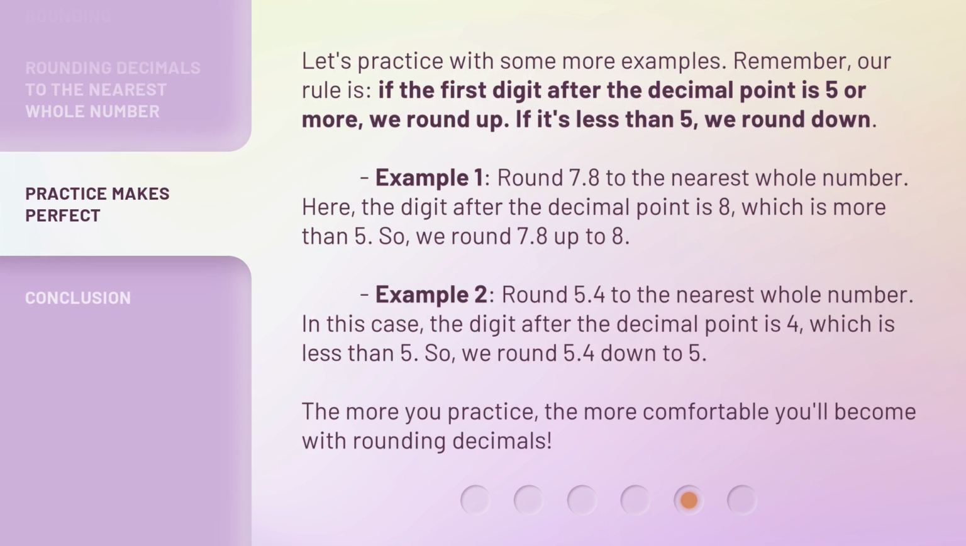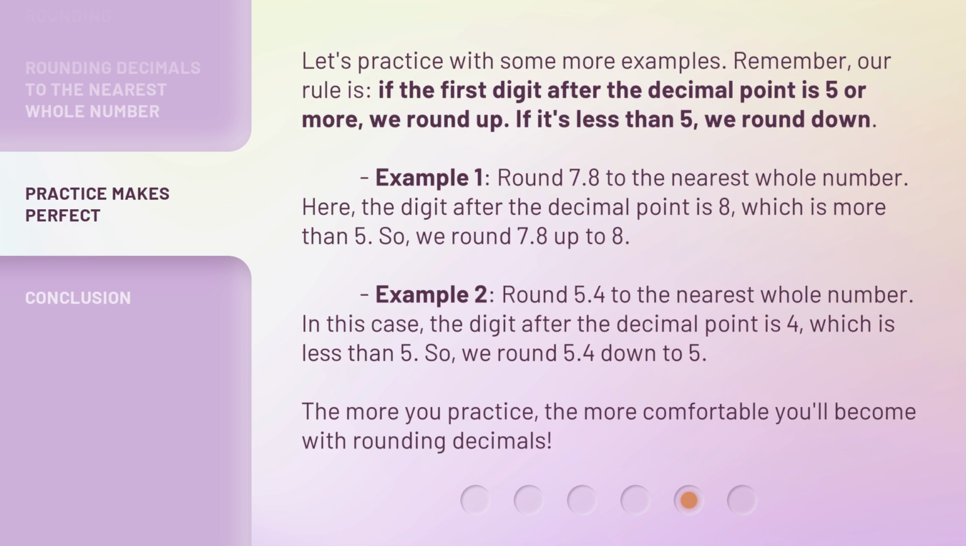Let's practice with some more examples. Remember, our rule is, if the first digit after the decimal point is 5 or more, we round up. If it's less than 5, we round down. Example 1. Round 7.8 to the nearest whole number. Here, the digit after the decimal point is 8, which is more than 5. So, we round 7.8 up to 8.